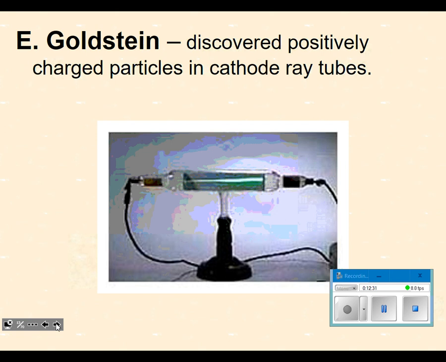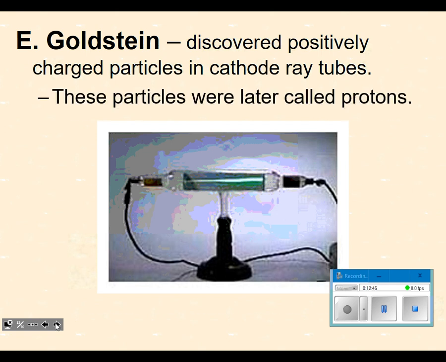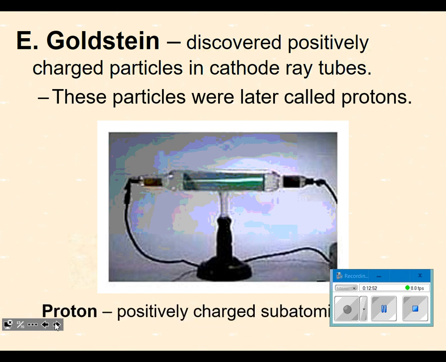Now E. Goldstein discovered the positively charged particles in the cathode ray tubes. So J.J. Thomson said there were negatives, but Goldstein said, hold on, there can also be positives. And so these particles were later called protons, but E. Goldstein kind of gets the credit for discovering those protons. So protons are your positively charged subatomic particles, and protons are noted as a P positive. So E. Goldstein goes in your scientist, and protons go in your parts of the atom.